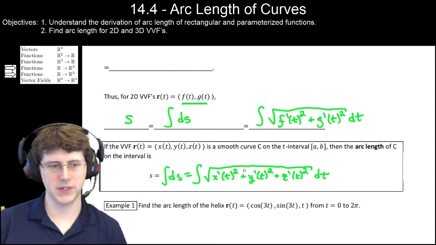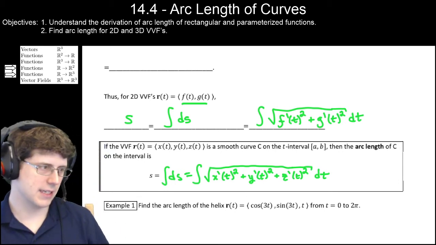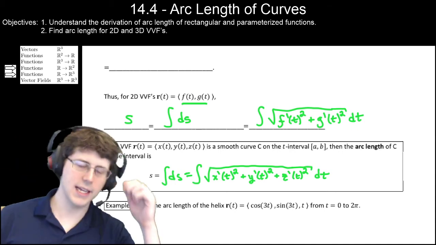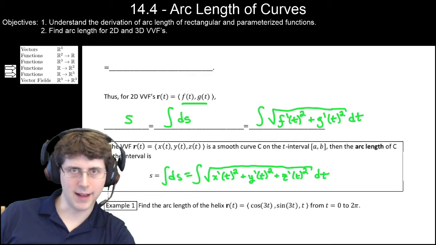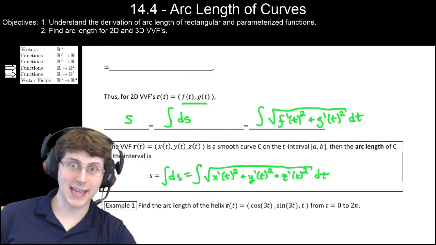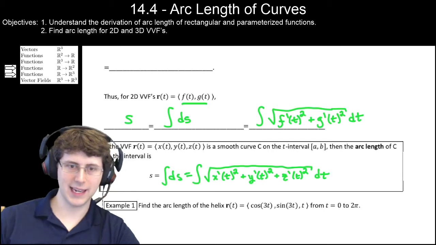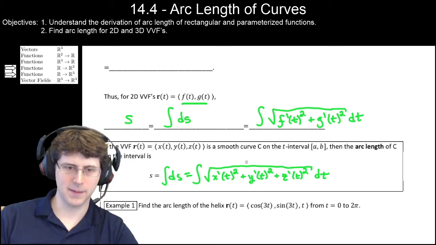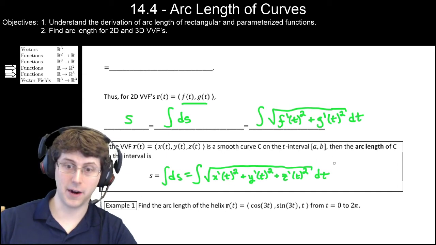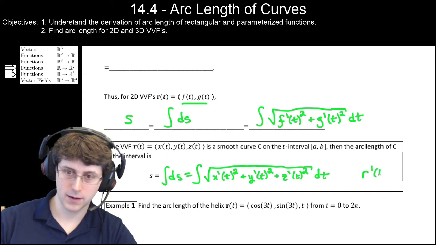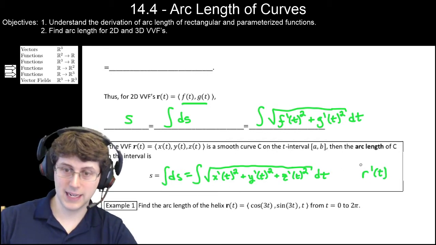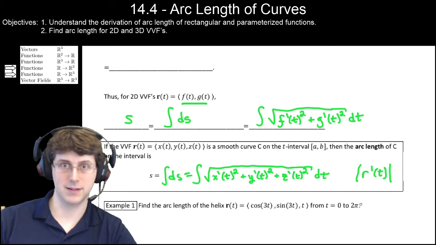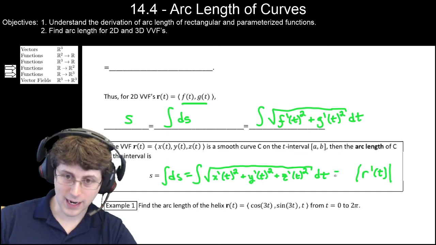Now, there's a little issue here, which is that if you take all the components of a vector, square them all, add them up, and take the square root, that's the magnitude of the vector. So we can actually simplify these formulas a little bit. Here, we've taken the x component, the y component, and the z component of r prime, and we've squared them, added them up, and taken the square root. So we've taken the magnitude of r prime, and that's what we're actually integrating.